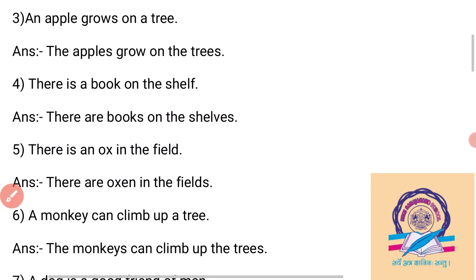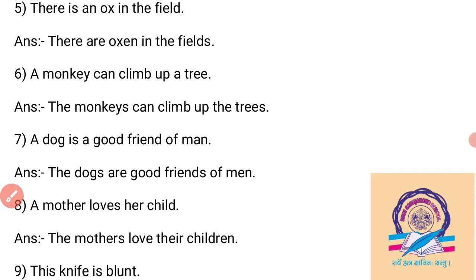Then the fifth example is given here: there is an ox in the field. So there is changes into there are, then ox changes into oxen. We have to remove a or an, and if we want to write something instead, we have to write the instead of a or an. The field changes into fields for making the plural. So our answer is there are oxen in the fields.